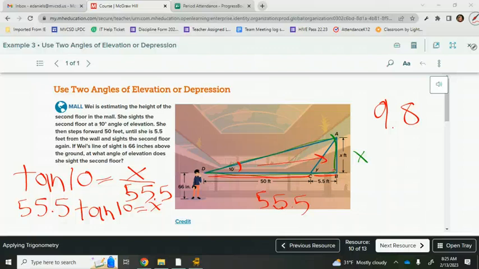Getting close on time there. Here, that's what we would do. In this case, you would take the 66 inches, convert it to feet, and then add it to the height of x. That's what we would do for it.